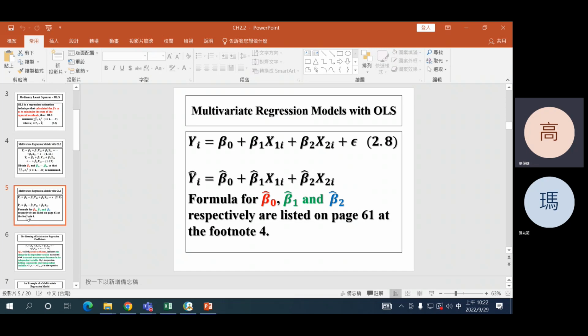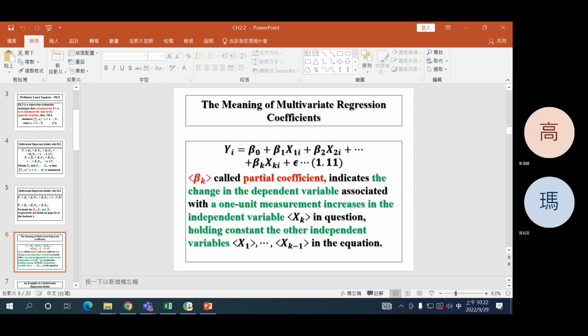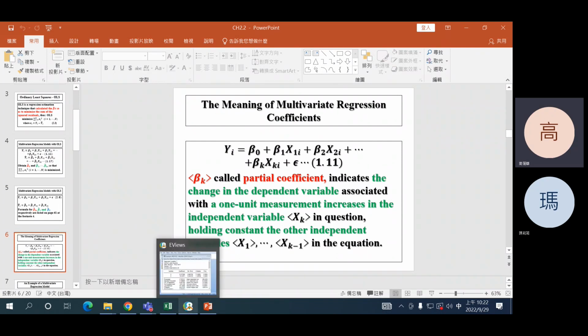All right. In this class, the most important thing is the application. So you need to learn how to interpret the result instead of just understanding the math. Okay, so we are not going to talk about these formulas again. But you need to understand the meaning of this multivariate regression coefficient. So how do we explain all these slopes?